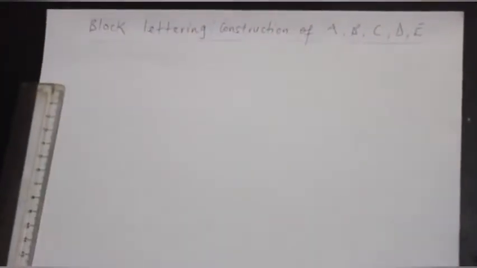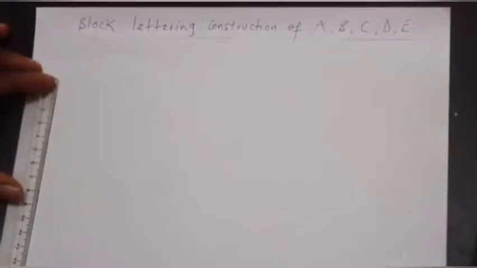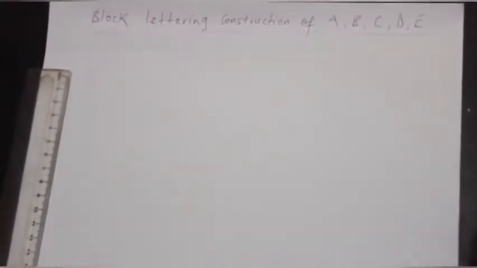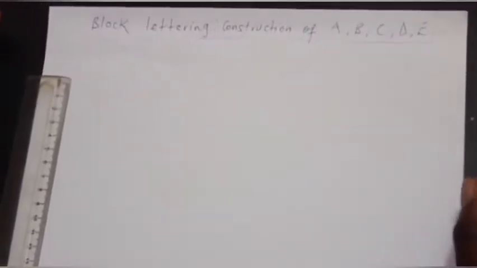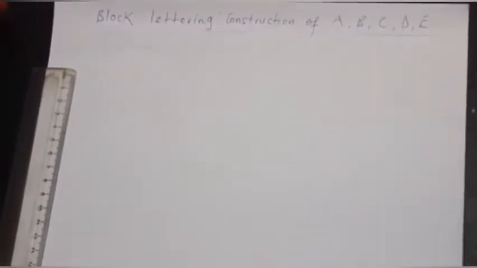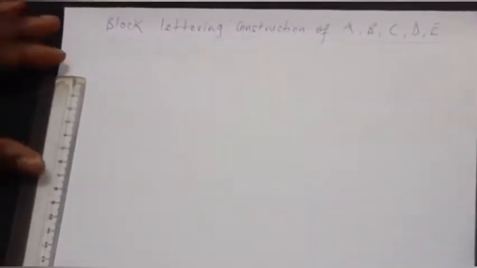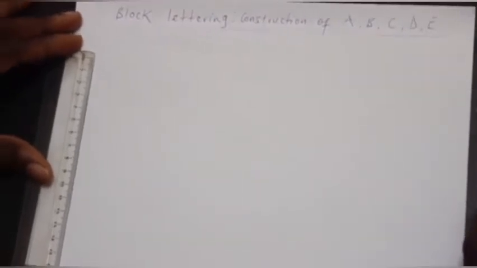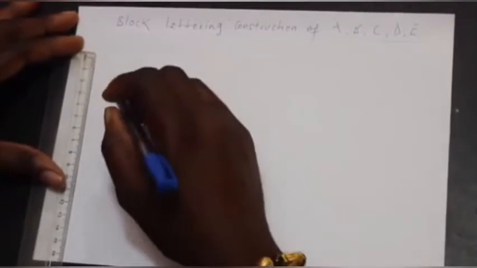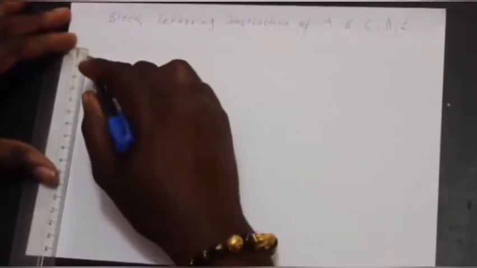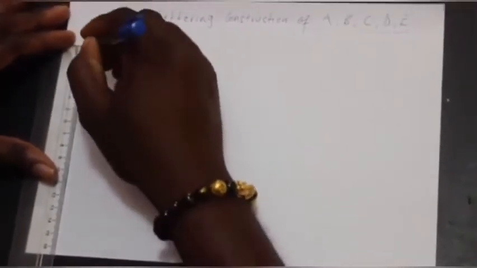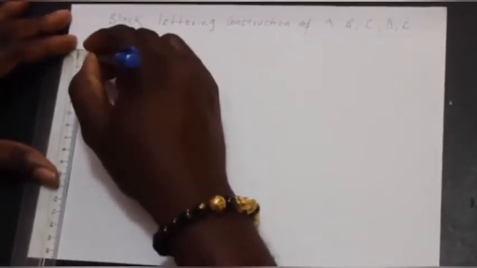In constructing block letters, we make use of grid lines. It acts as a guide. This means that in the construction of block letters, we must rule grid lines. The measurement used here is 1 centimeter. So we'll first rule a straight vertical line. We'll follow our measurement, which is 1 centimeter. That's 0 to 1.